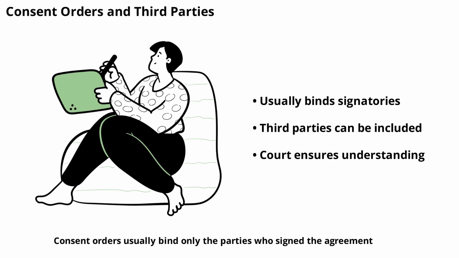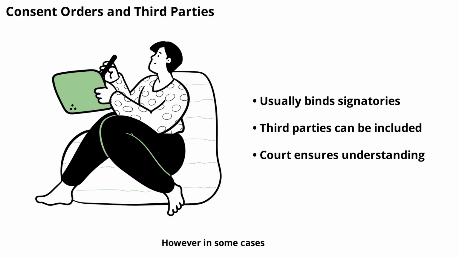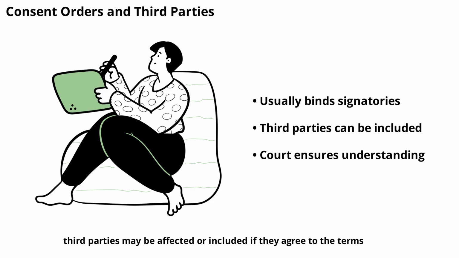Consent orders usually bind only the parties who signed the agreement. However, in some cases, third parties may be affected or included if they agree to the terms. For example, a business consent order might involve suppliers or partners. The court ensures that everyone involved understands and agrees to the terms before approving the order.